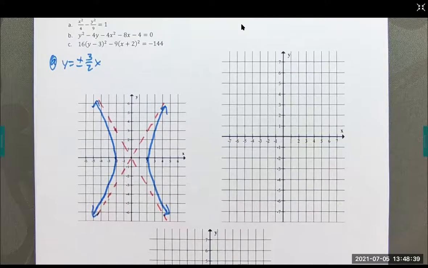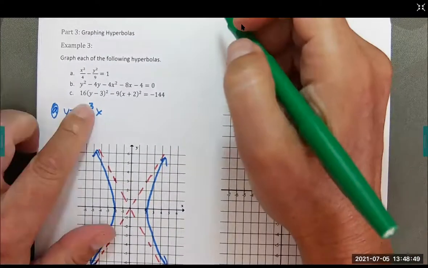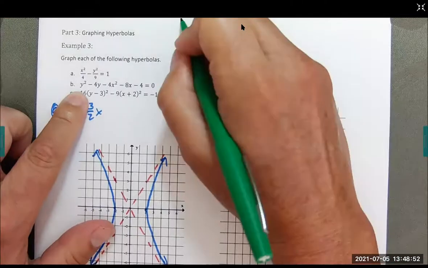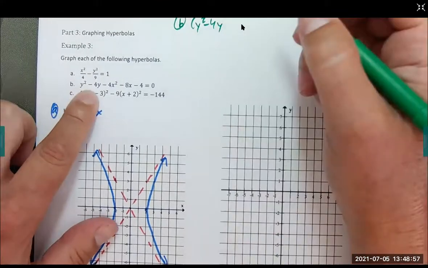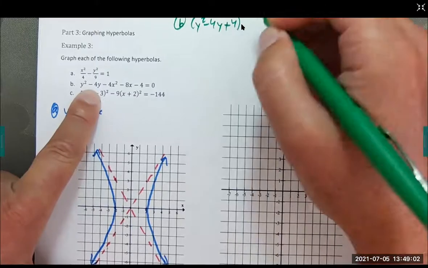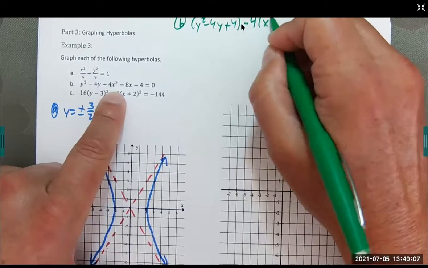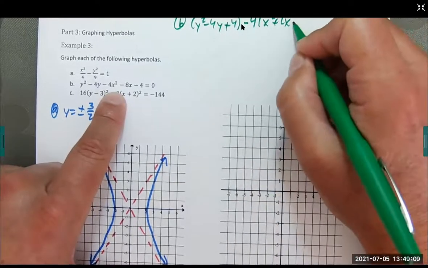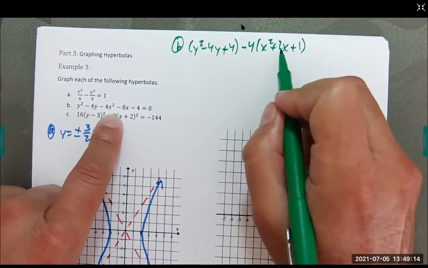All right, part B, we have a little algebra to play with. So let's go up here. Now I'm going to complete the squares. This is part B. So y squared minus 4y. Now when I complete the square, take the negative 4, cut it in half, negative 2 squared, that's plus 4. And for this, I'm going to factor out a negative 4. I'm left with x squared plus 2x. And completing that square, I'm getting 2 over 2 is 1, 1 squared is 1.